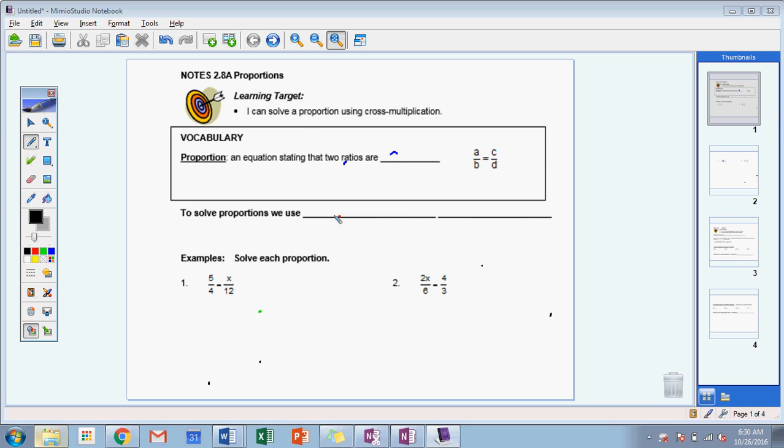Right, this video today is going to walk you through section 2.8a, which is all about proportions. I'm going to just introduce you to the concept, show you two quick examples, and then when you get to class, we will practice them.